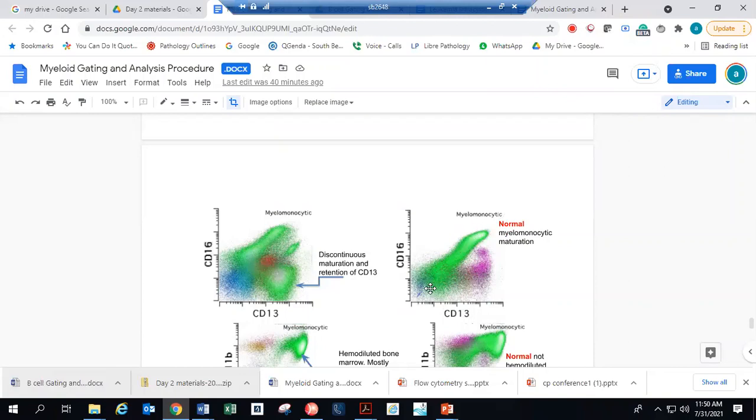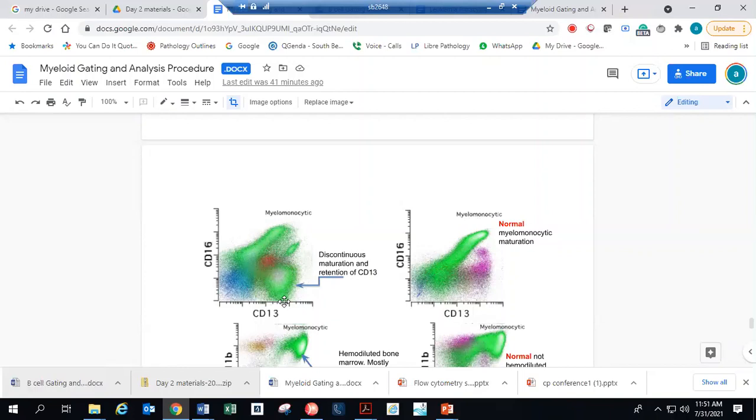As we have seen over here, CD16 in granulocytes, as I have been emphasizing again and again, is more of a mature granulocyte marker. So CD13 variable, CD16 variable, as they mature, they start gaining more of them. And CD16 is negative or dim in case of monocytes. So this is more of normal myelomonocytic maturation. When you have a CD13 bright that is CD16 negative, so basically discontinuous maturation, retention of CD13 and then CD16 negative, this is not following this pattern. This is abnormal.